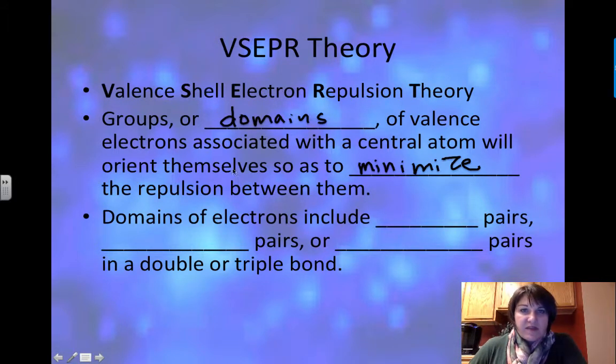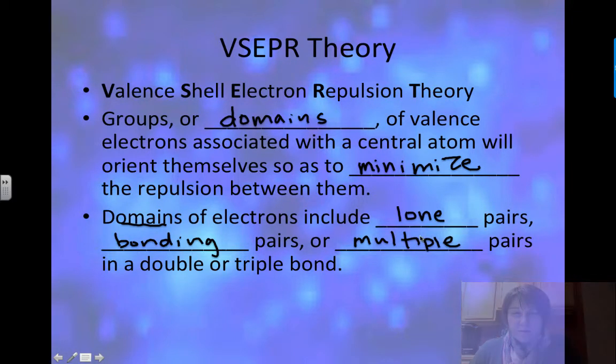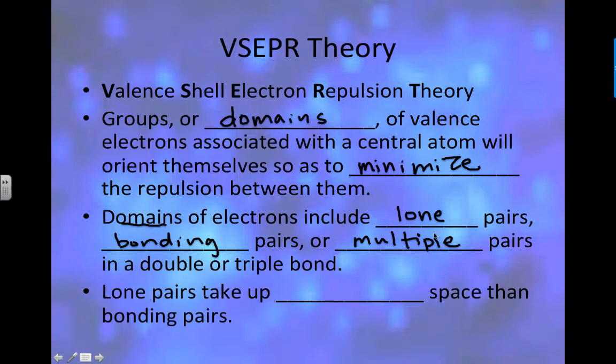And when we say domains of electrons, what we're talking about here could include lone pairs or bonding pairs, or it could be the multiple pairs of electrons that are in a double or triple bond. Lone pairs are the ones that are going to take up the most space, because lone pairs always take up more space than bonding pairs. By lone pairs, we mean electrons that are non-bonding.